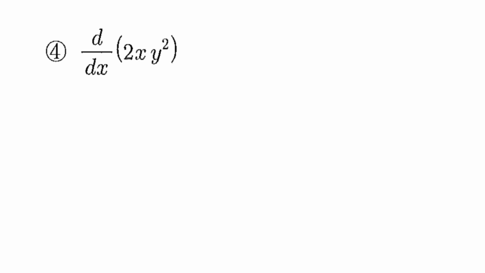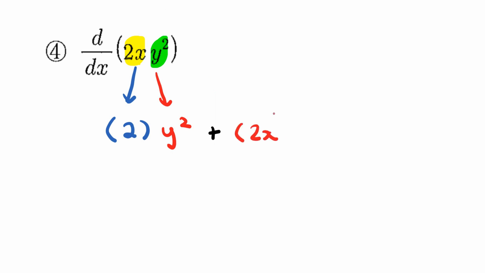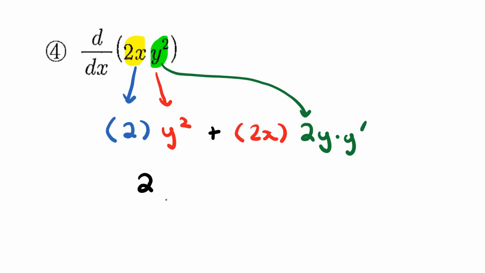Okay, question number 4, I guess we now have a product rule here, so there's 2x and y squared. So the derivative of 2x is going to be 2 times the second term, which is y squared, and then we add that to the first term, which is just 2x, and then we multiply by the derivative of the second term, which is going to be 2y times y prime. And that should do it. If you want to clean this up, I can write this as 2y squared plus 4xy times y prime. All right, so there you go for that particular derivative.